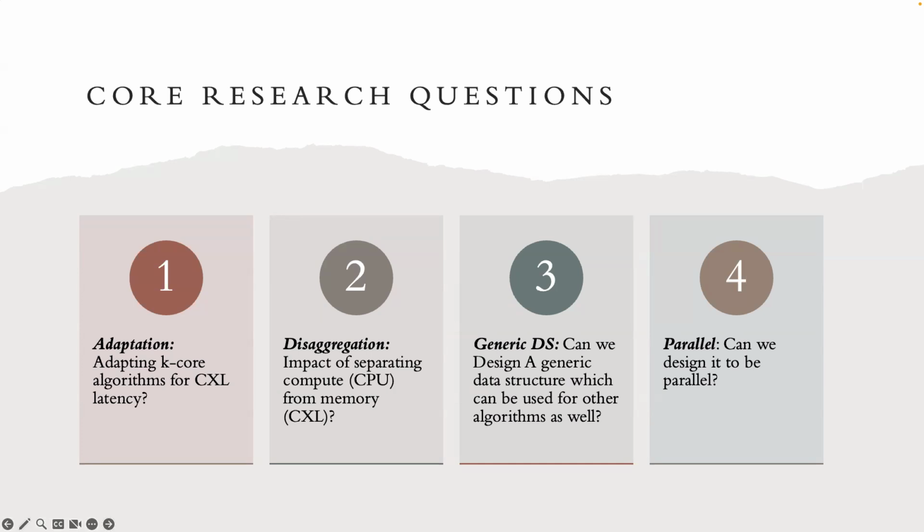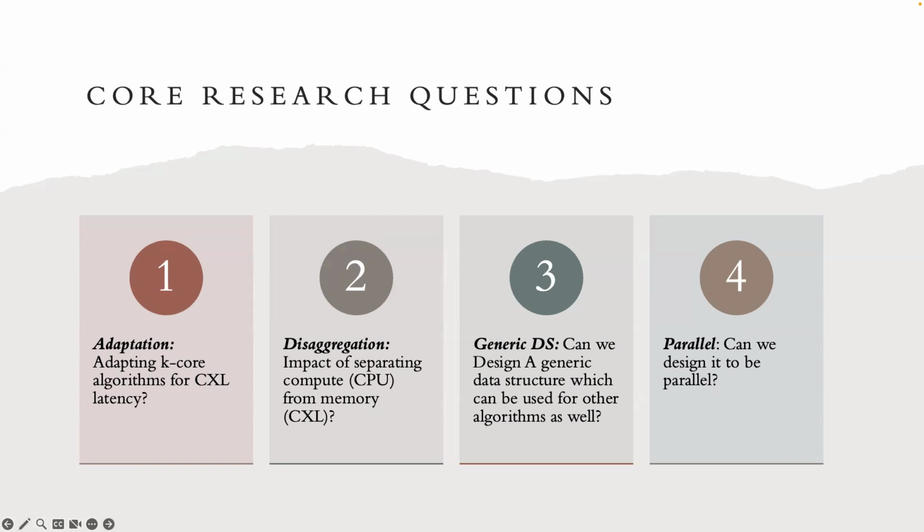And then we have the disaggregation impact of separating compute from the memory. So basically, we will try to use the CXL as a memory to store the data. And we will try to keep it discrete, so that whatever the hardware is, like if there is a new generation of CXL, the algorithm can do its job without altering itself.